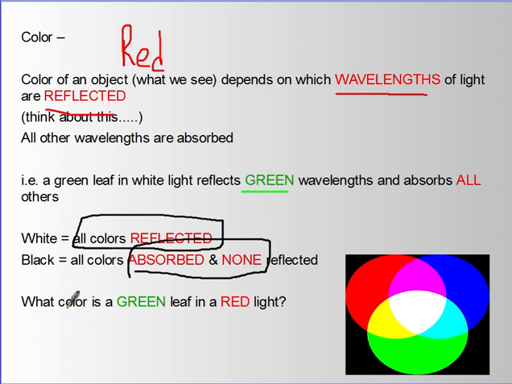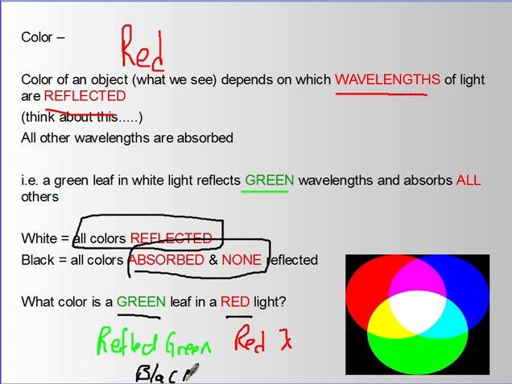So what do you think happens when you have a green leaf in red light? Well, the green leaf is going to only reflect green wavelengths. In red light, you're only going to have red wavelengths. And so your leaf is actually, and this is kind of cool, going to wind up looking, you guessed it, black. Because black is when all colors are absorbed and nothing gets reflected.